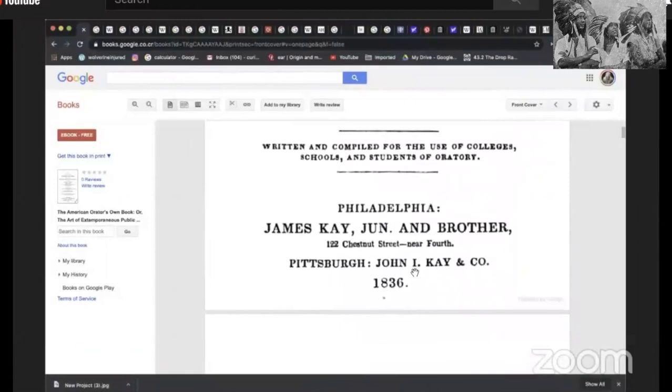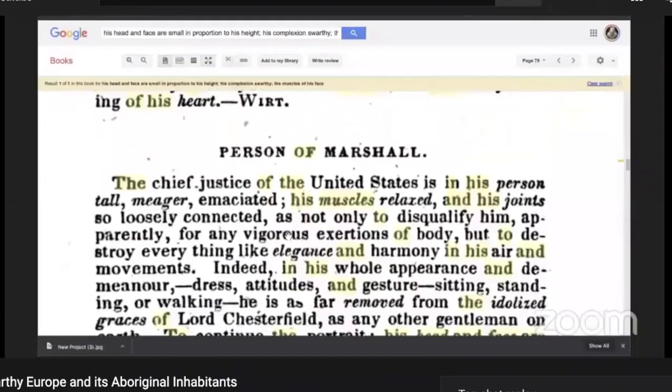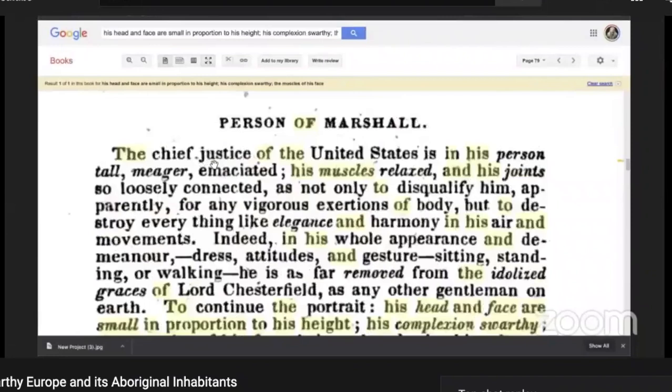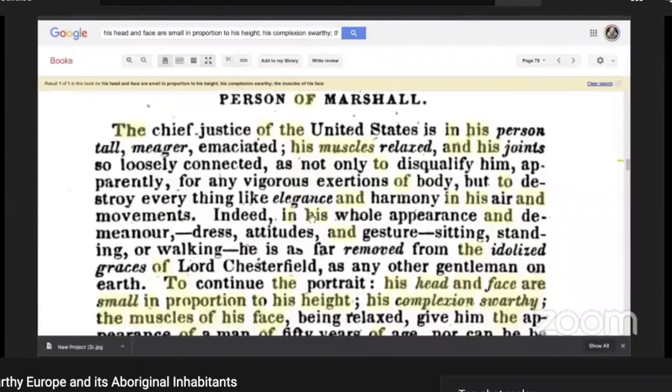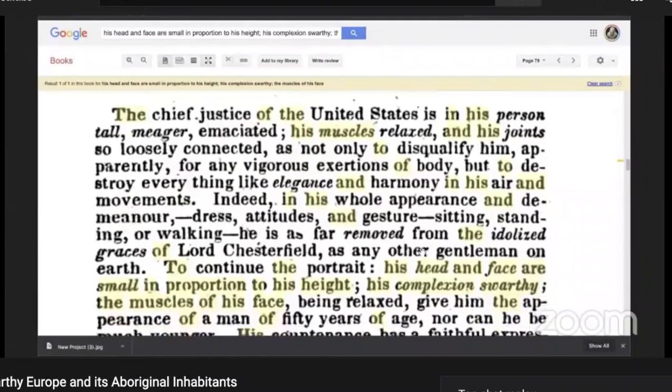Chief Justice Marshall, I believe it's John Marshall. We'll get to his name. The Chief Justice, person of Marshall, because they're describing all these important people, right? Now it says here, the Chief Justice of the United States is in his person tall, meager, emaciated, his muscles relaxed, and his joints so loosely connected as not only to disqualify him, apparently, for any vigorous exertions of body, but to destroy everything like elegance and harmony in his air and movements. Indeed, in his whole appearance and demeanor, dress, attitude, and gestures, sitting, standing, and walking, he is as far removed from the idolized graces of Lord Chesterfield as any other gentleman on earth.